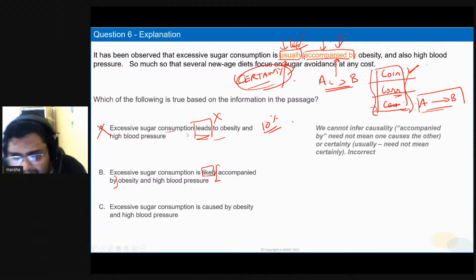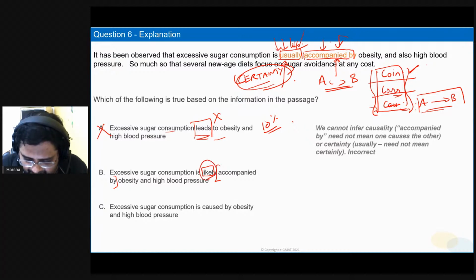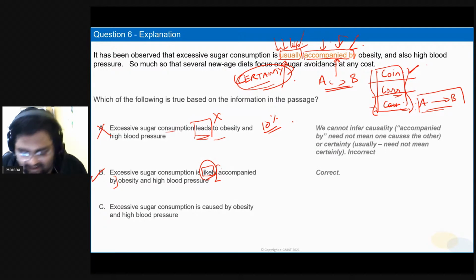Perfect. All right. So yeah, option B. Why is it wrong? I mean, why is it correct? Because it captures both the usually part, which is likelihood, and accompanied by, which is exactly what is given here. All right. Option B is the correct answer for this question.